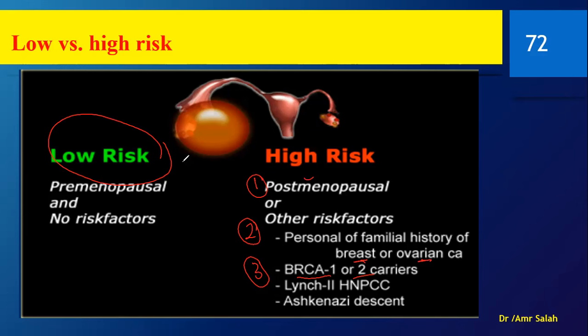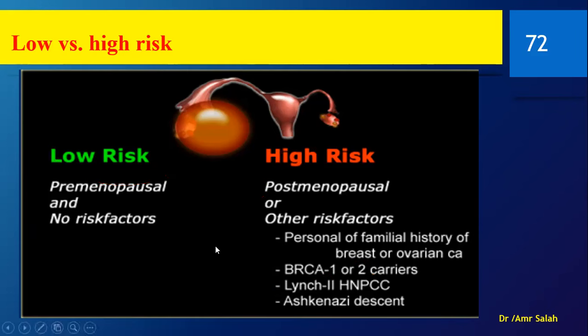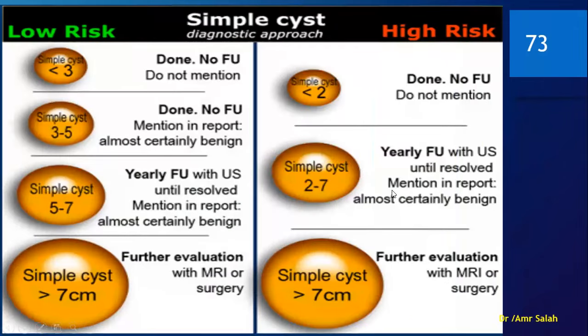When you see a simple ovarian cyst, you can check it. There are so many things to memorize. All right. This is another chart that you might as well print in your clinic in order to place your patient in one of these. Now, first you have to identify the patient. Is she low risk or high risk? What I want you to remember in all of this chart is this magic number 7. If the simple cyst is more than 7, whether she's low risk or high risk, this merits further investigation such as an MRI or even surgery.